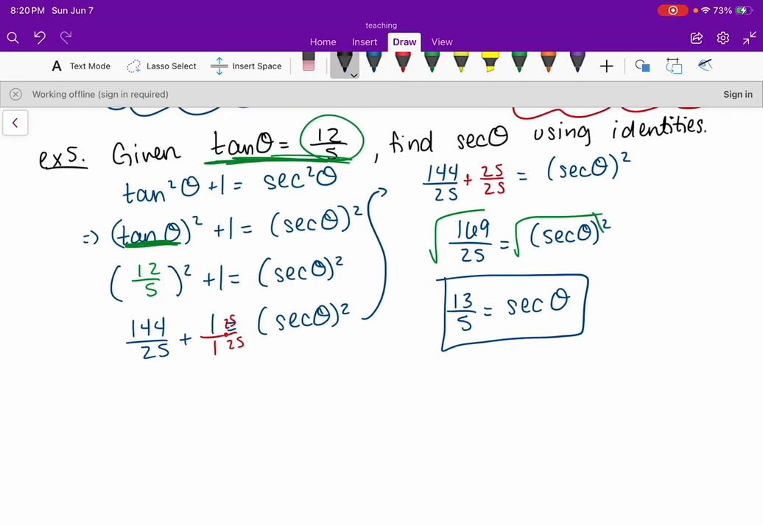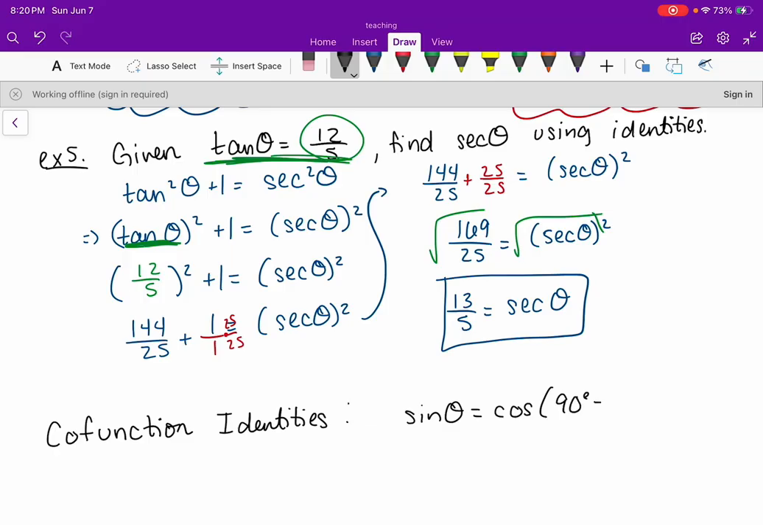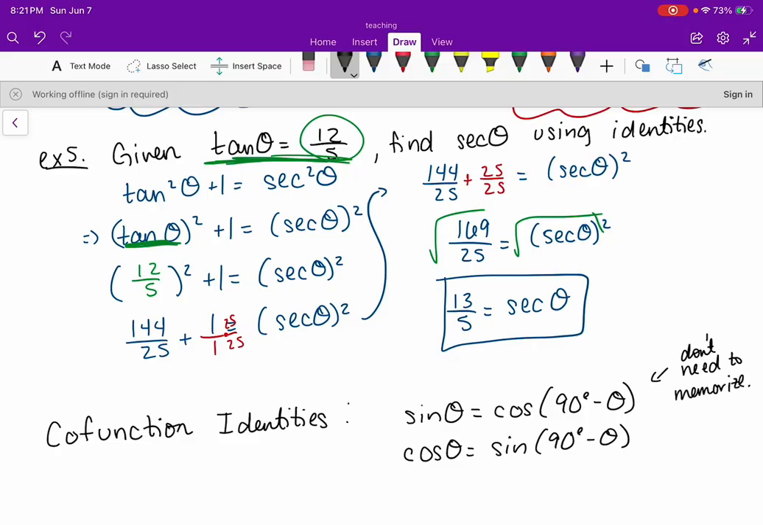I have one more set of identities to give you, and these are called the co-function identities. These don't really come up yet. They're just kind of stuck in this section, but it says sine of theta equals cosine 90 degrees minus theta, and cosine of theta equals sine 90 degrees minus theta. I'm just going to tell you that for my class, you don't need to memorize these. However, it's not a crazy idea.